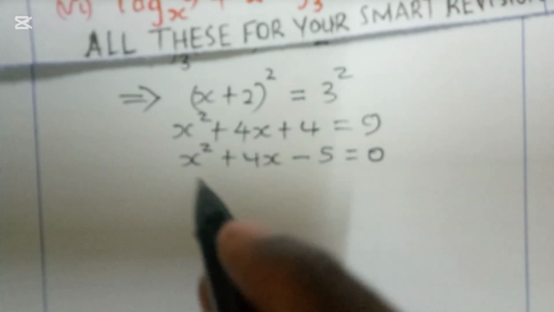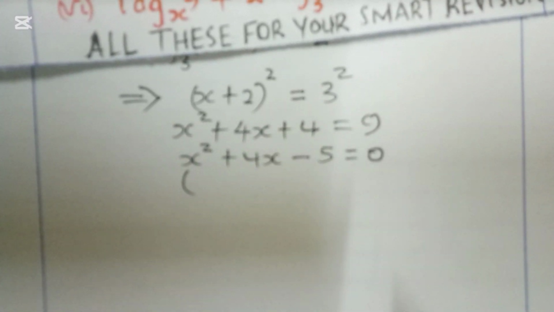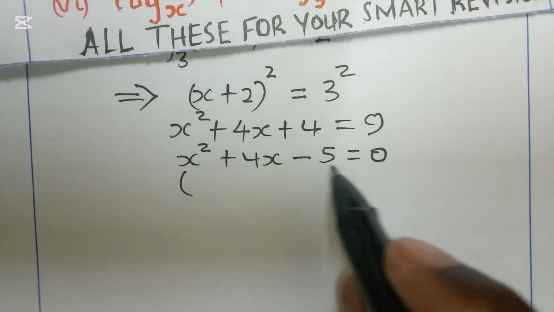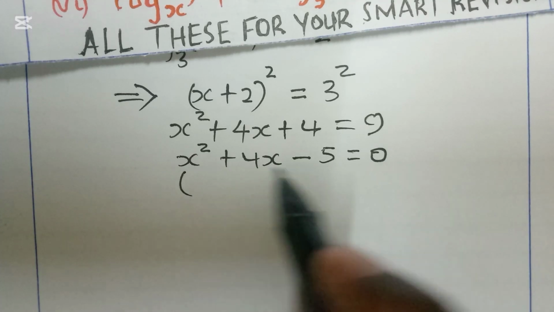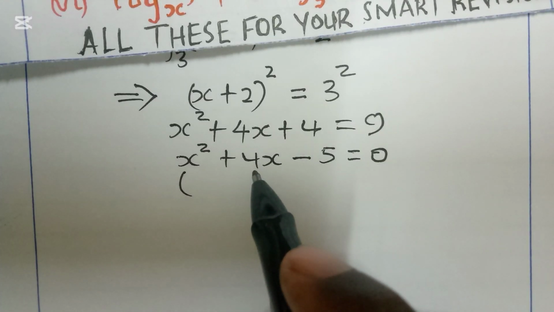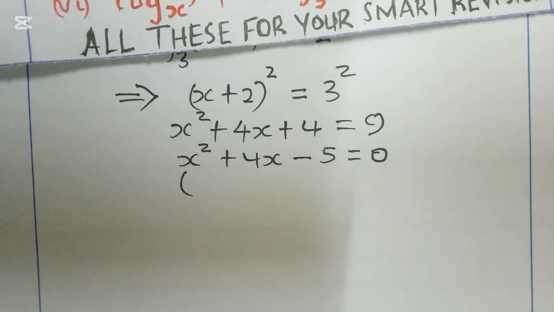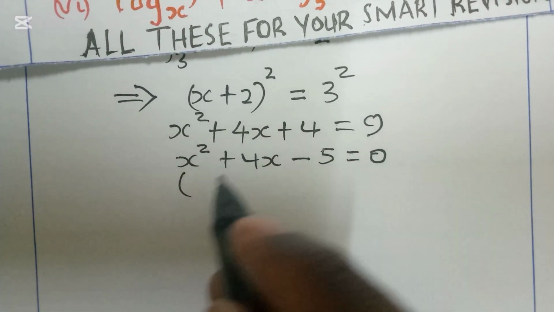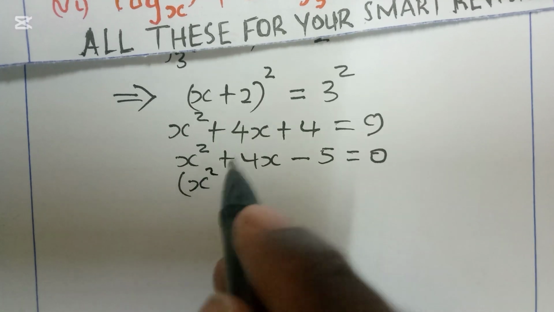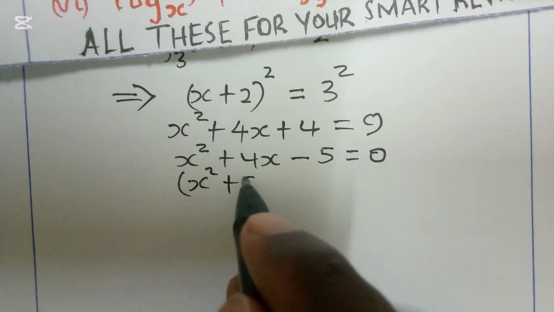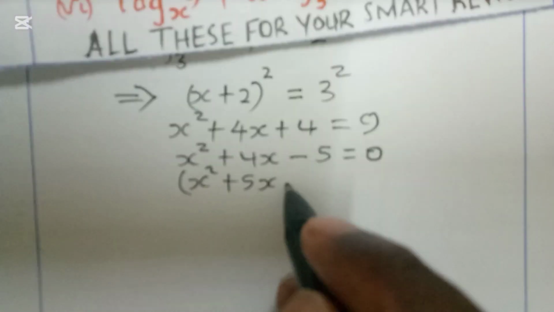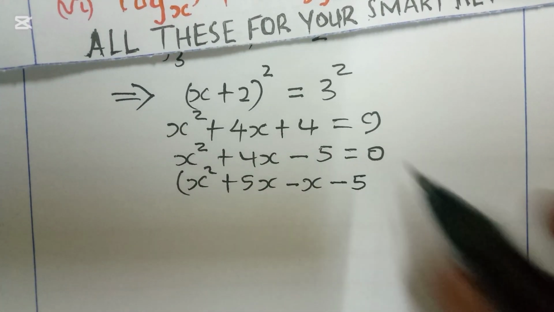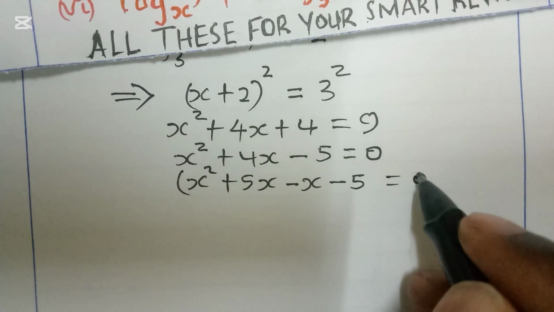So guys, we look for two numbers. If you multiply, you get negative 5. If you add, plus 4. And those numbers are positive 5 and negative 5. So you have x squared plus 5x minus x minus 5. Guys, this one gives us 0.